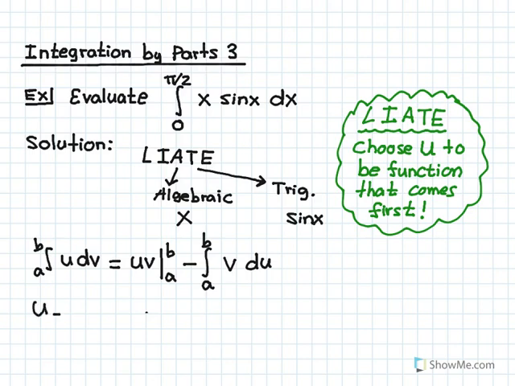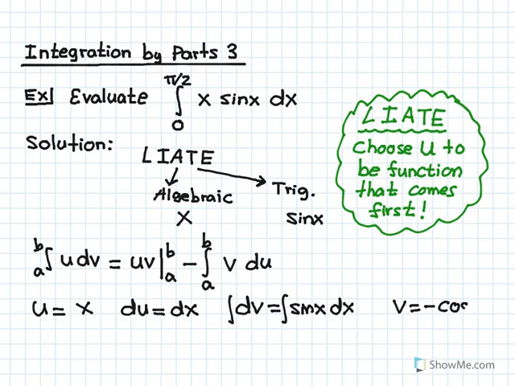So u is equal to x, its derivative du is equal to dx, and dv will be whatever is left over, that's sine x dx. It's important to realize that once you choose u, then the remainder, whatever is left over, has to be dv. Now let's integrate dv from both sides. So integrate, and we get v is equal to the integral of sine x, which is negative cos x.